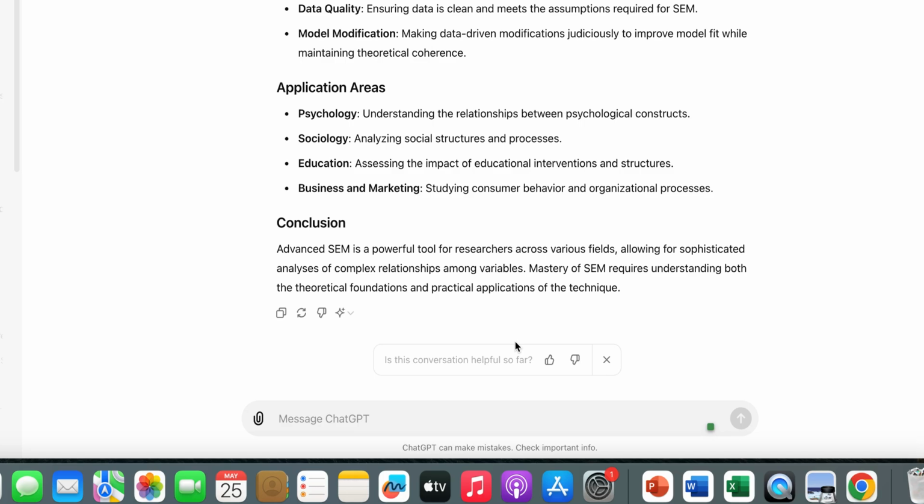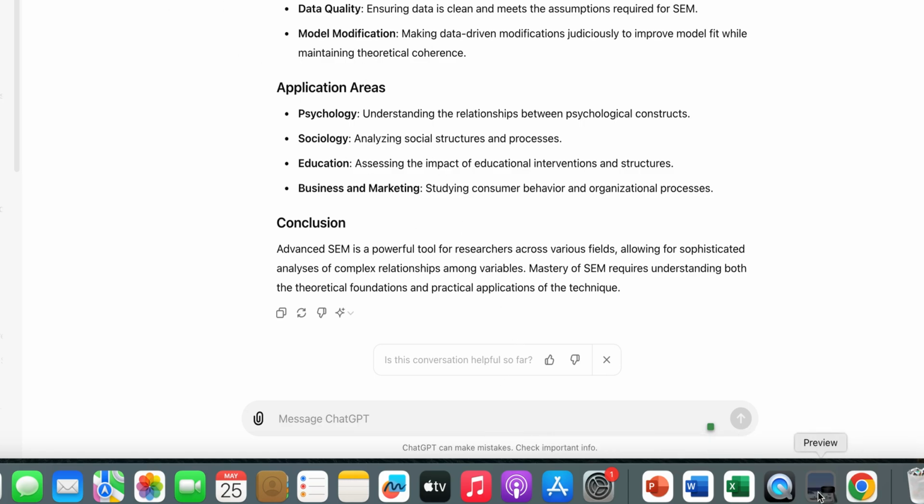Conclusion: advanced structural equation modeling is a powerful tool for researchers across various fields, allowing for sophisticated analysis of complex relationships among variables. Mastery of structural equation modeling requires understanding both the theoretical foundation and the practical application of the technique.